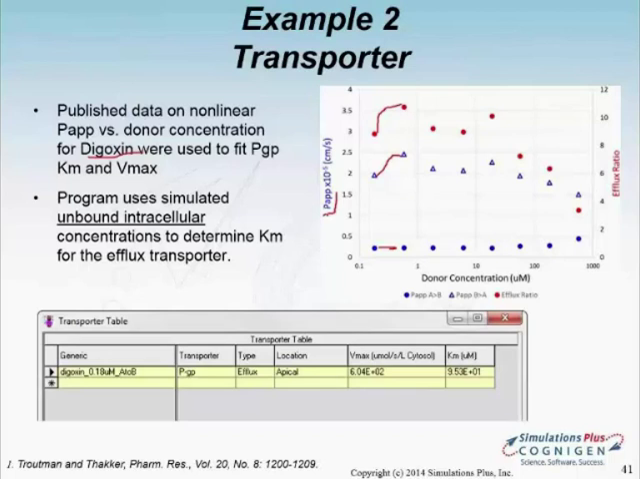One other question just snuck in. I might have missed a few slides, but I was wondering, how do you calculate Km and Vmax of efflux transporters if cell lines are not polarized, based on unbound intracellular concentration?